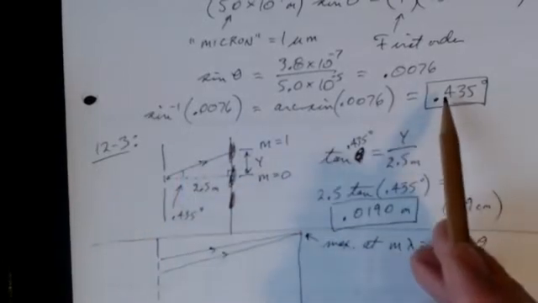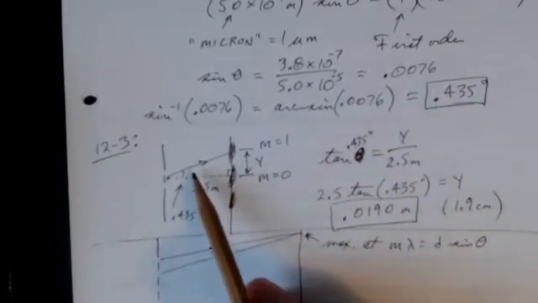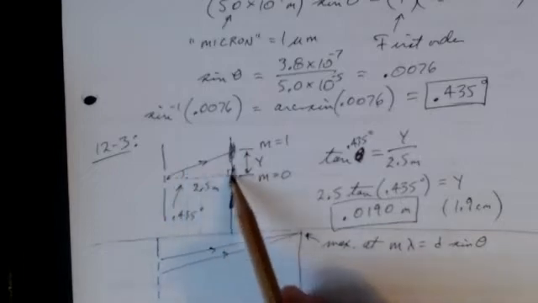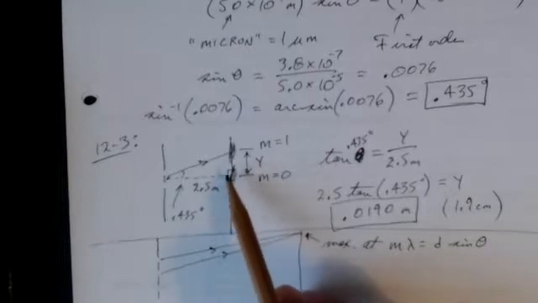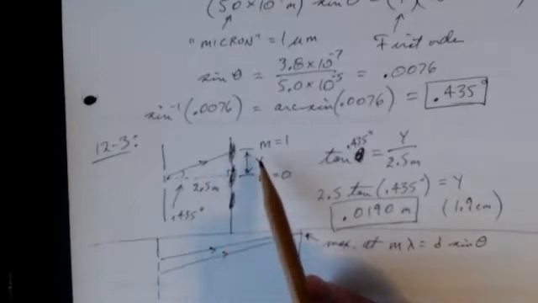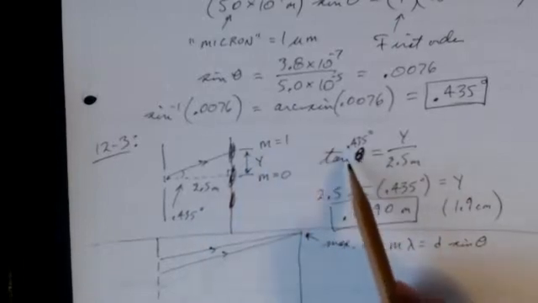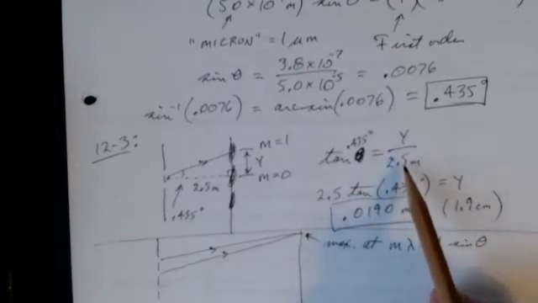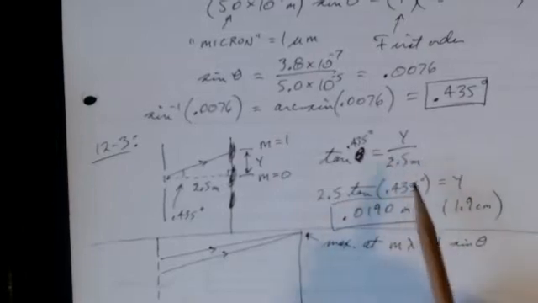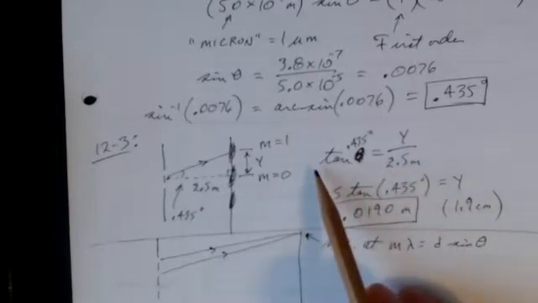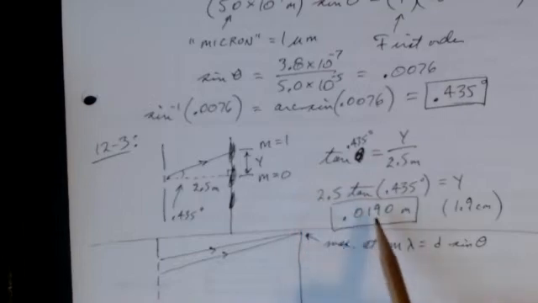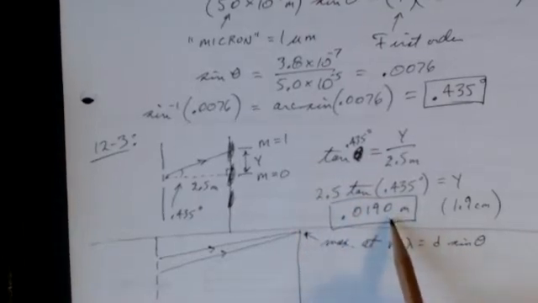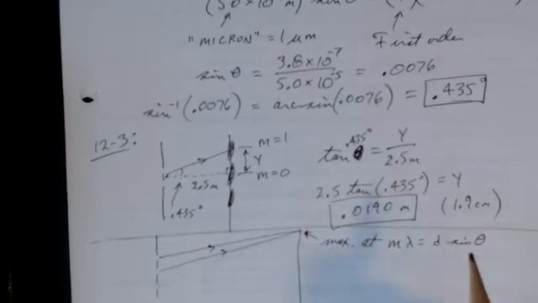We know from number 2 that this angle is 0.435 of a degree, and this distance was given in the question. And so since we know the adjacent side and are looking for the opposite side, that suggests using the tangent function, because tangent's opposite over adjacent. You look at the picture, the opposite side is y, the adjacent side is this, 2.5 meters. To solve for y, you multiply both sides by 2.5, you punch that up, and the distance comes out 1.9 centimeters.